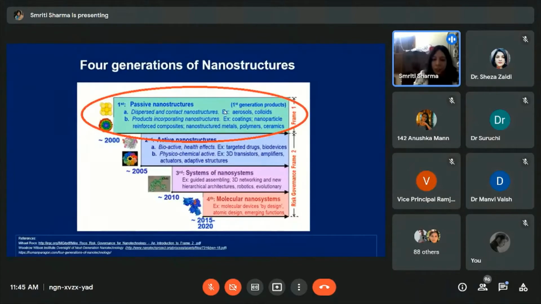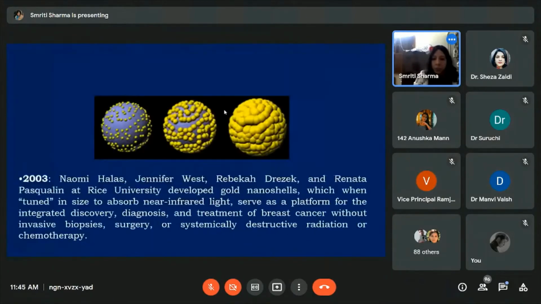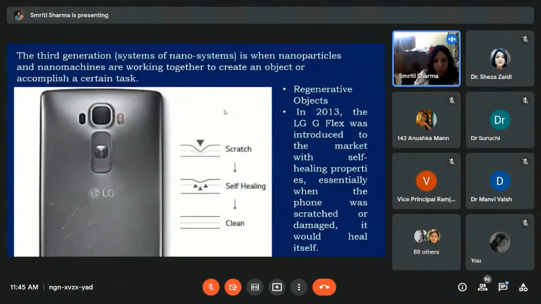So what is the third one? The third one, this was in 2013. For example, my mobile phone, I keep on dropping it, and there are so many scratches and everything on it. So it was a self healing phone. The scratch would heal itself. How? Because nanoscale molecules will assemble at the site of the scratch and will self heal.